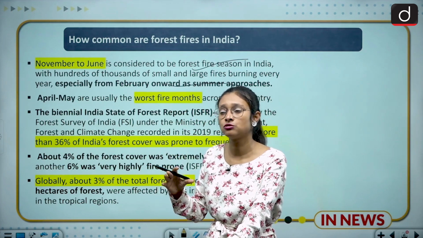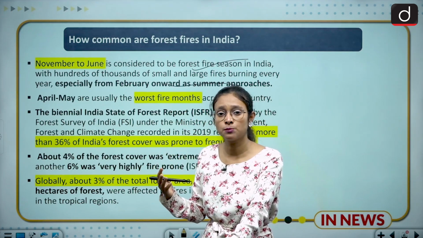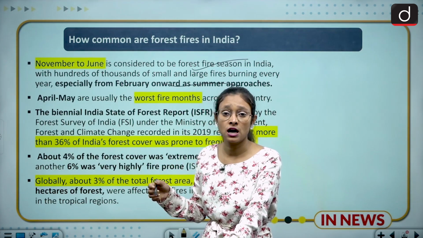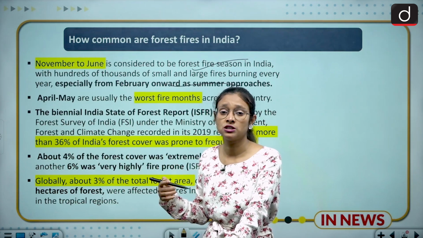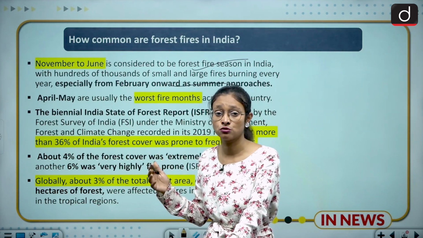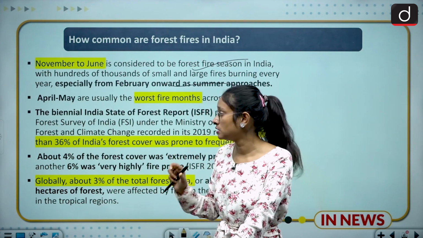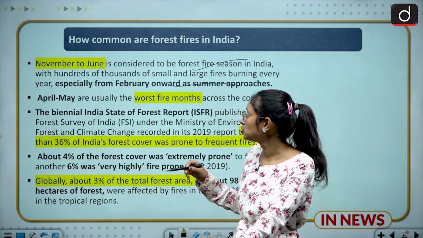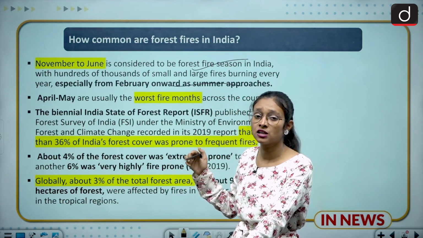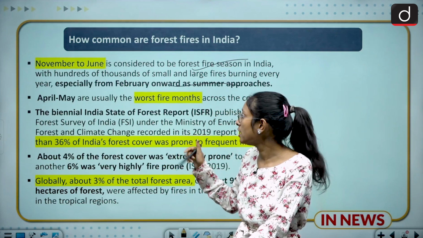Generally the South Indian temperature is moderate, but nowadays we can see that in Kerala or Tamil Nadu or any part of South India, the temperature is nearly 40 degrees Celsius, which is a very alarming situation. And according to the Forest Survey of India, April and May are the worst season for forest fires.